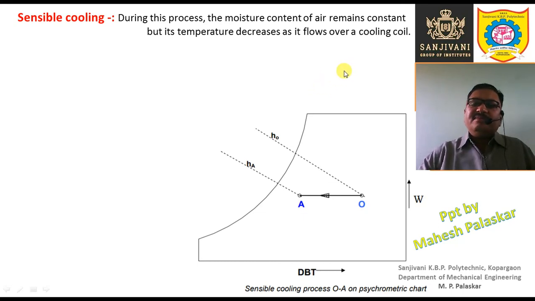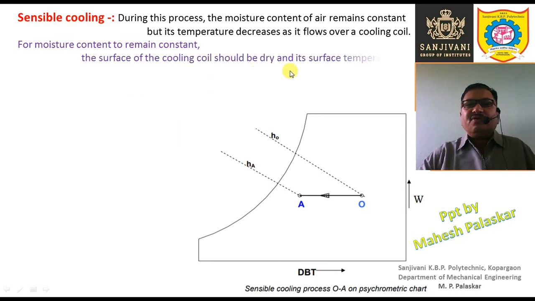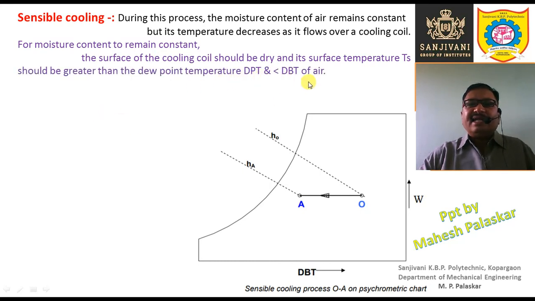So the air stream is brought in contact with the cooling coil, and thus the dry bulb temperature is decreased, right. For moisture content to remain constant, the surface of the cooling coil should be dry and its surface temperature should be greater than the dew point temperature and less than the dry bulb temperature. Of course, the surface temperature of the cooling coil should be less than the dry bulb temperature, then only sensible cooling will take place. But one care we have to take here is that the surface temperature of the cooling coil should be greater than the dew point temperature.